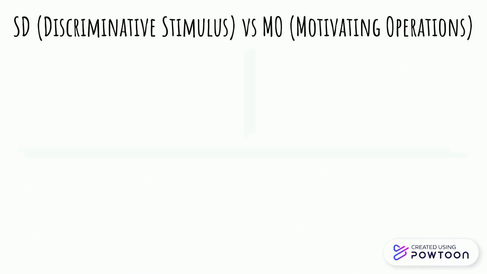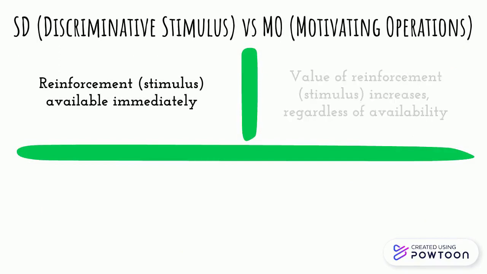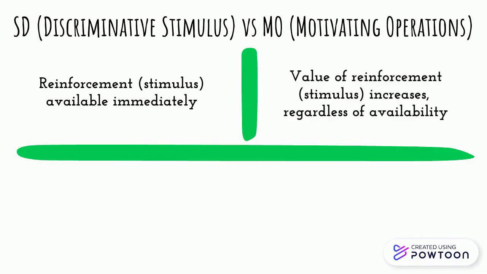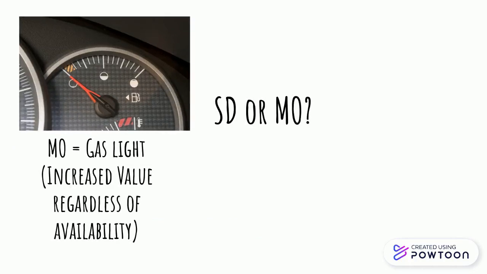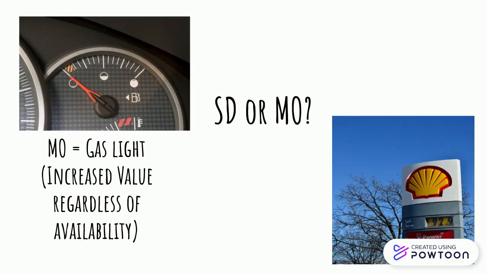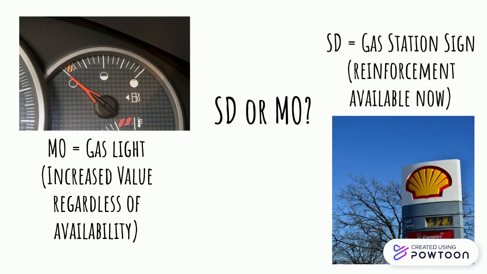When comparing SDs and MOs, it's important to remember that in SDs, reinforcement is available immediately, whereas in MOs, the value of reinforcement increases regardless of availability. For example, your fuel light comes on, indicating that you need gas. In this case, the MO would be your gas light because it increased the value of needing gas. If you continue to drive down the road and see a gas station, your SD would be the gas station sign because it's telling you gas is available now.